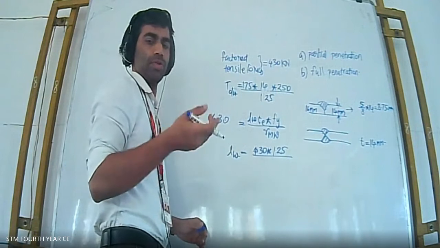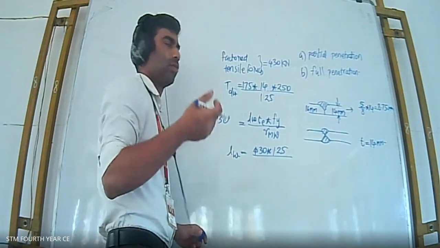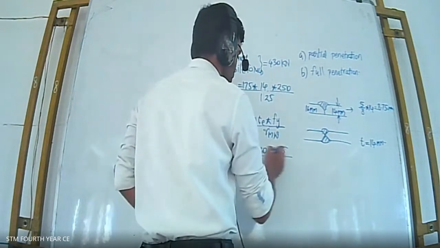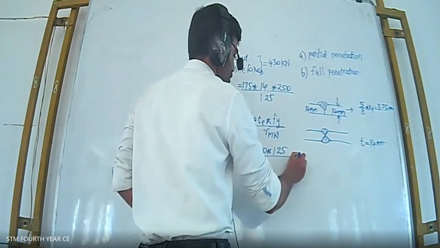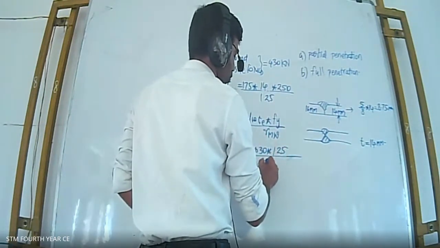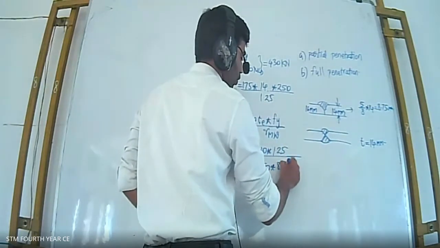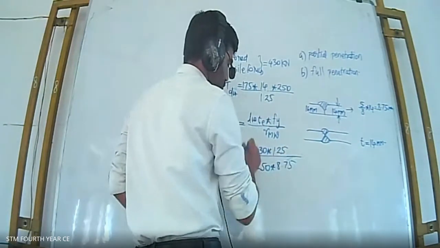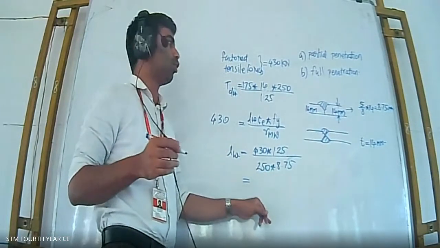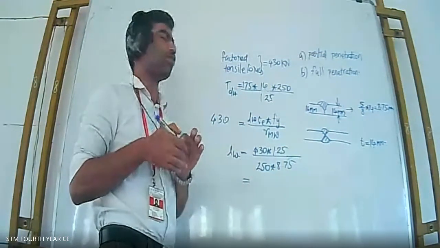If you are using 1.25 or 1.5, you have to write which condition you are following, which is obtained from the code directly. So these steps you have to follow: 1.25 divided by 250 into this T value, so 8.75. So a new Lw value you will get, which will be greater than this 175.